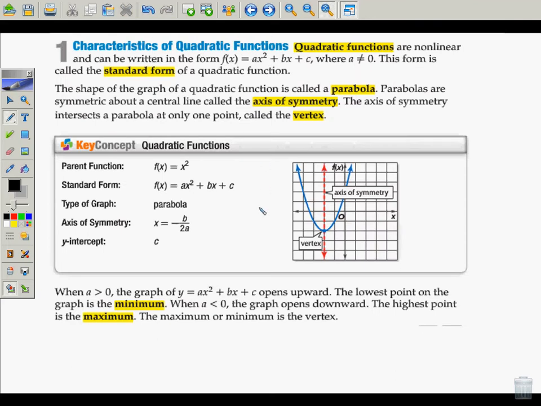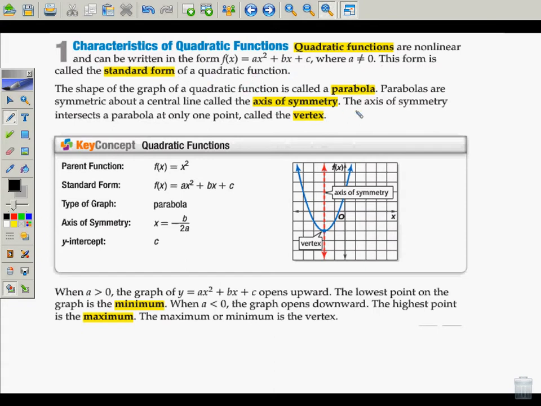When we're talking about quadratic functions, we need to know that they're nonlinear, so they are not a straight line. They are written in the form ax squared plus bx plus c. This should look familiar because in the last chapter we were working with factoring those. This is called the standard form of a quadratic function.